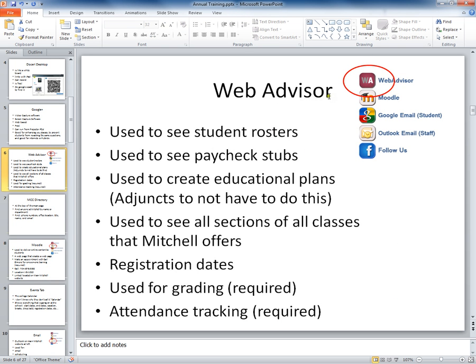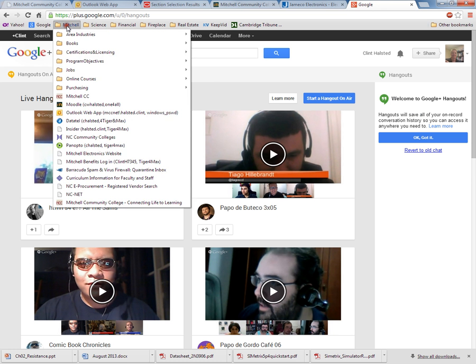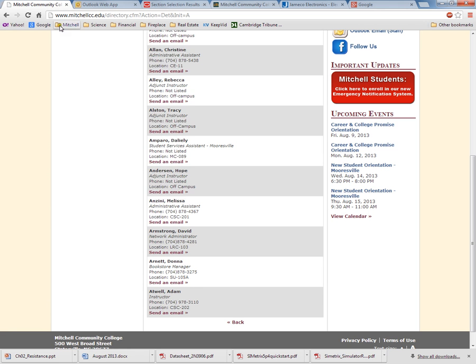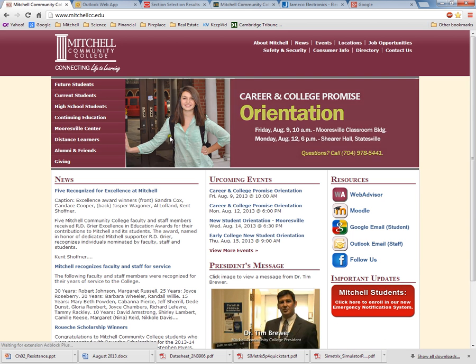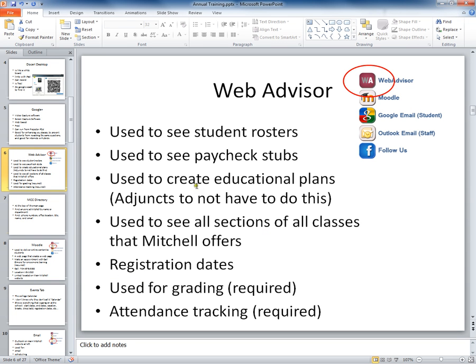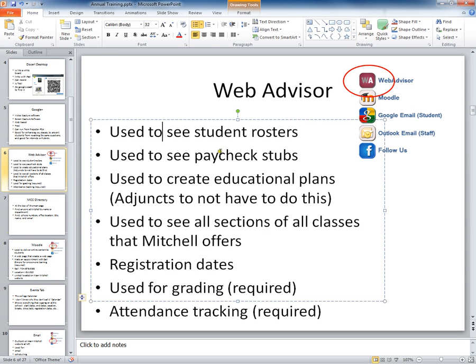is something in the Mitchell website. It is here at the main Mitchell website, and that's the link. Okay, so WebAdvisor. This is used to see student rosters, see your paycheck stubs, used to create educational plans. The adjuncts don't have to do this, but I wanted you to know anyway. Used to see all sections of all classes that Mitchell offers, registration dates, used for grading, which is required, and attendance tracking, which is required.